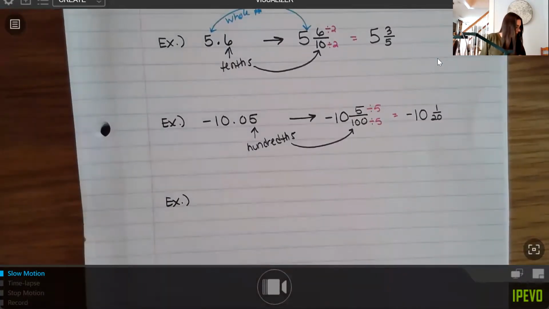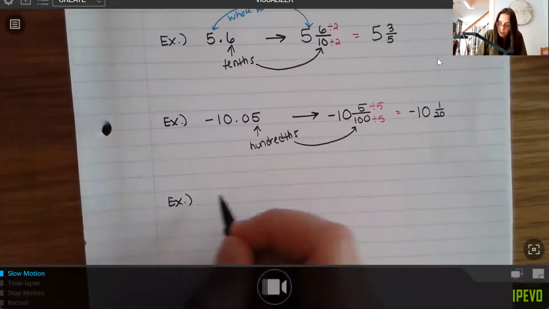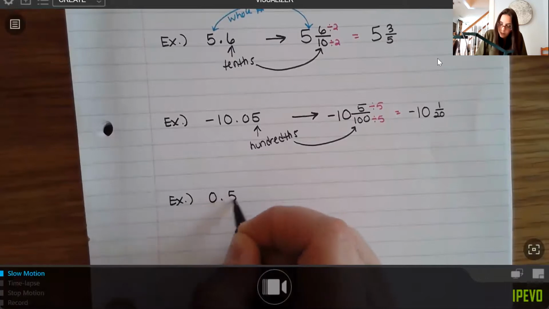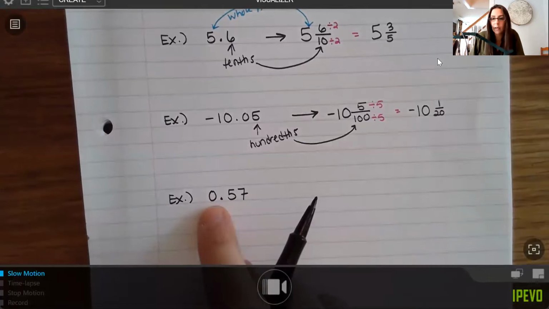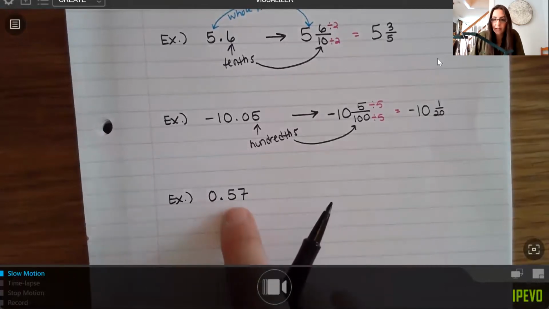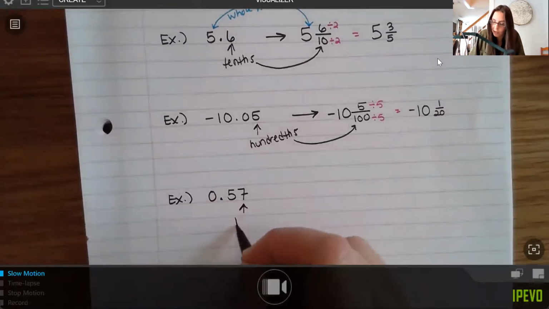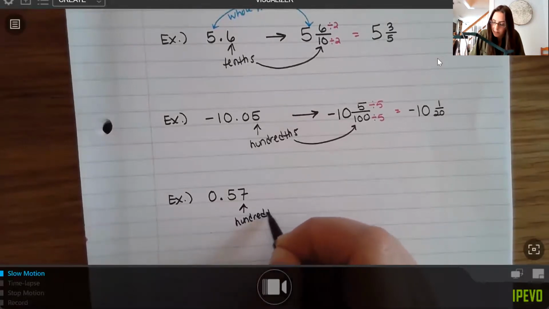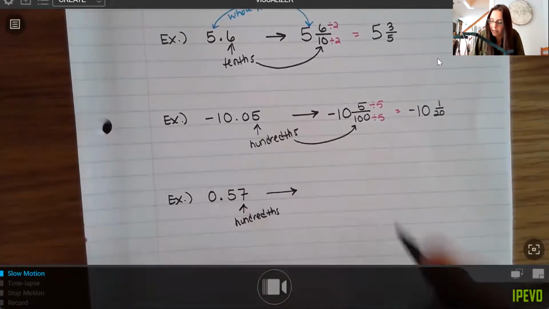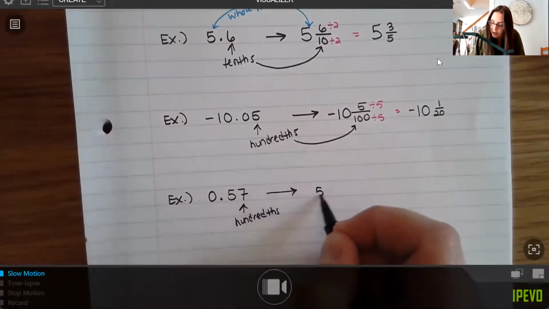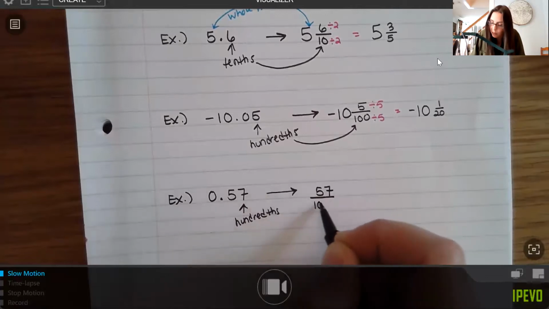Okay, and let's do, how about one more? .57. Again, you're identifying that last place value because that's how we would read it. So we would read this as, I don't need to read the whole number here as 0. I can just leave it off and read it as 57 and this is in the hundredths position. So if there's no whole number, we don't need a whole number out front, so we're not going to have a mixed number. We'll just have a proper fraction. And I have 57 over 100.